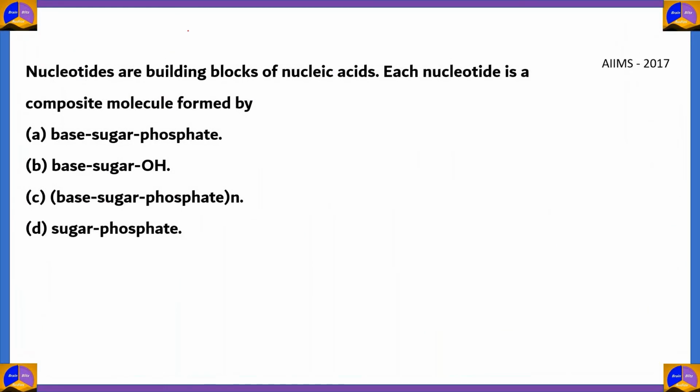And now to our final question. Nucleotides are building blocks of nucleic acid. Each nucleotide is a composite molecule formed by sugar phosphate, base sugar phosphate to the N, base sugar OH, or base sugar phosphate. Sugar phosphate is expressed as it is. It has no other classification such as nucleotide or nucleoside. So option D is incorrect.